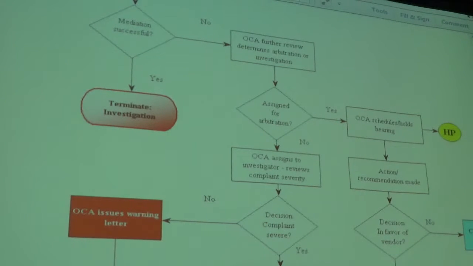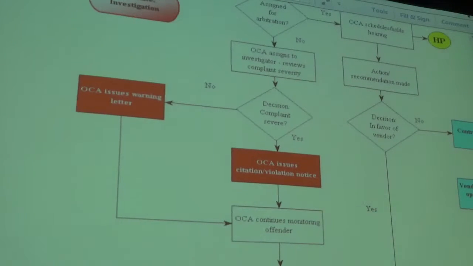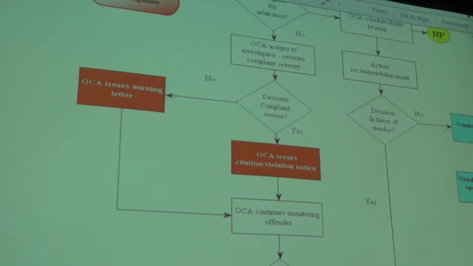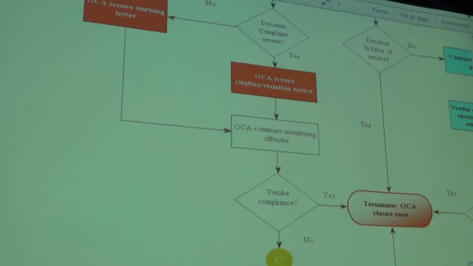The investigator then decides whether the complaint is serious. How severe is it? If it's severe, then OCA issues a letter. Again, if it's not severe, it issues a letter. If it is severe, a citation is issued. The citation then leads to vendor compliance. If vendor compliance is yes, it terminates. If it's no, then it goes to C. C is a different process, a different function.